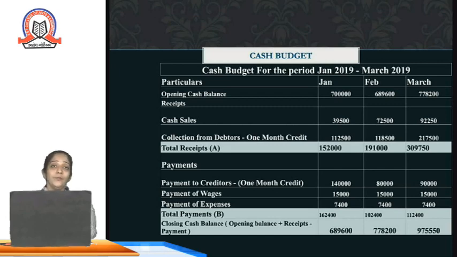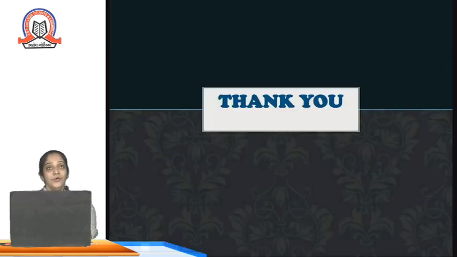So I hope you understood this particular practical question of the cash budget, and also why the cash budget is required to be prepared for the purpose of smooth flow of the cash for the day-to-day operations.